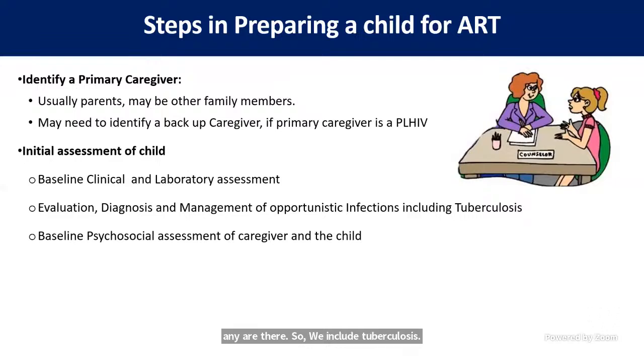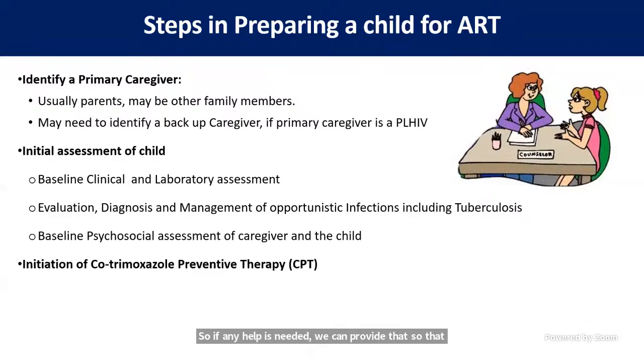And also do a baseline psychological assessment of the caregiver and the child. So if any help is needed, you can provide that so that you can optimize the care of the child. And another important step before starting ART is initiating cotrimoxazole preventive therapy. By doing this, number one, you are definitely giving the benefit of preventing opportunistic infection to the children. You can also address the issues of adherence with the cotrimoxazole preventive therapy. So you can also identify the barriers for adherence. You can address those barriers, and that will also help in optimizing the adherence to the antiretroviral therapy.